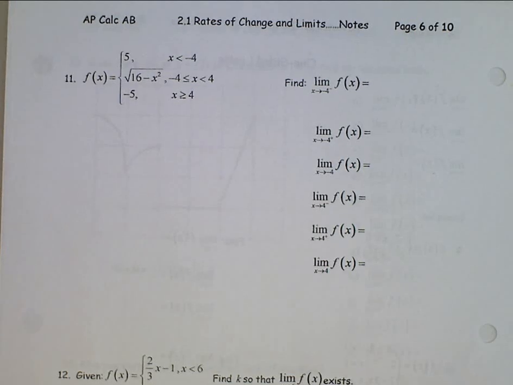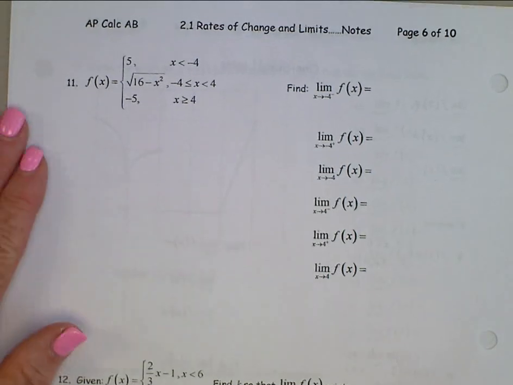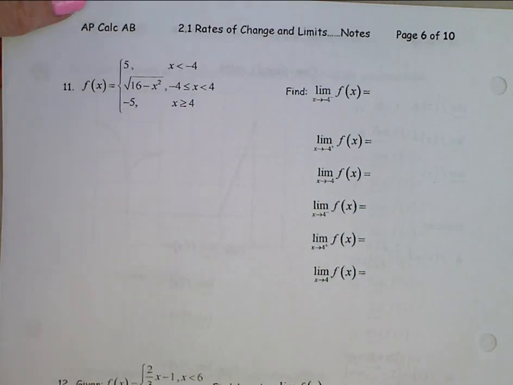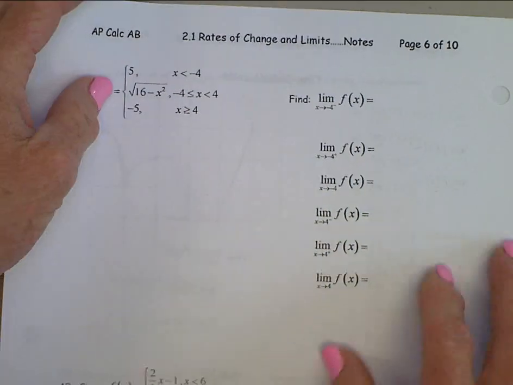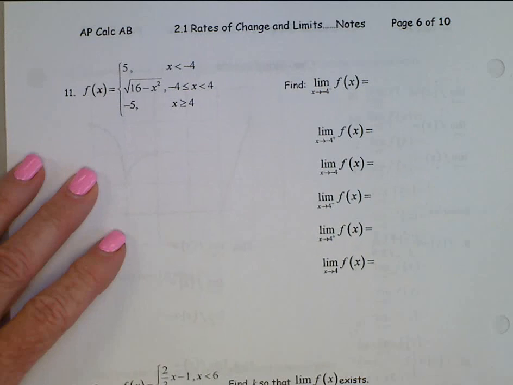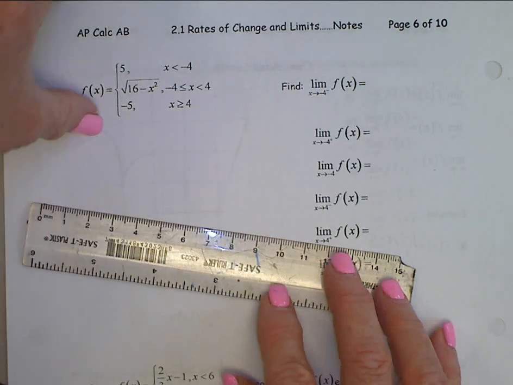This is AP Calculus, section 2.1, page 6. Continuing with our discussion about one-sided limits, let's go ahead and sketch this graph.